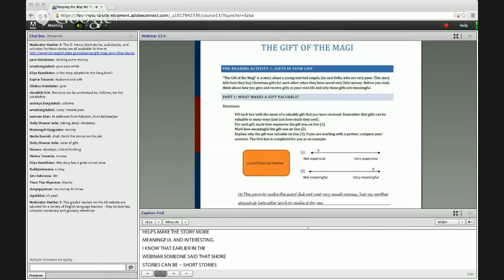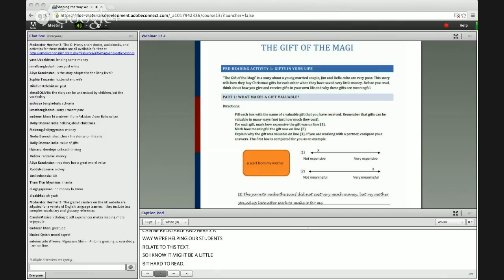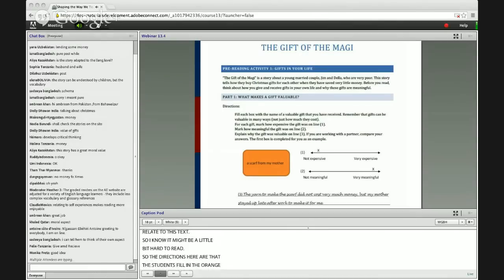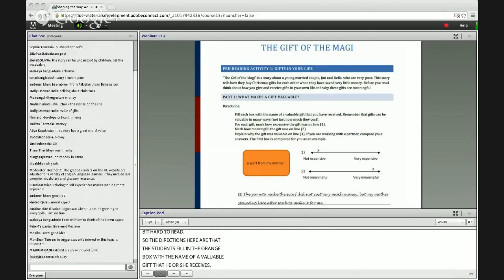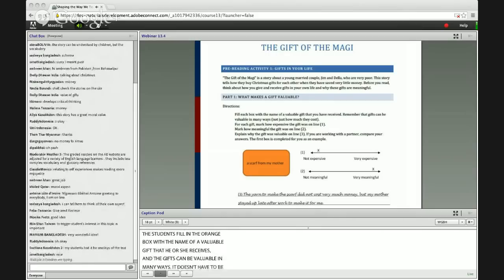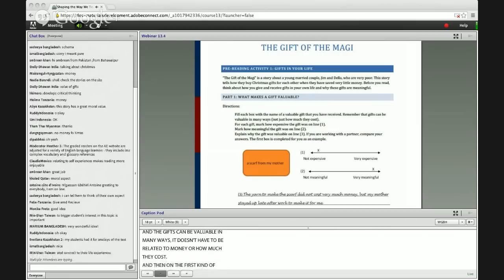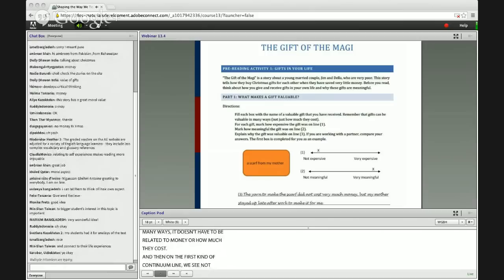So I know it might be a little bit hard to read, so the directions here are that the students fill in the orange box with the name of a valuable gift that he or she received. And the gifts can be valuable in many ways. It doesn't have to be related to money or how much they cost. And then on the first continuum line, we see not expensive, very expensive. The student marks whether the gift was expensive or not. And then on the next line, how meaningful it was. And it could be anywhere on that scale.